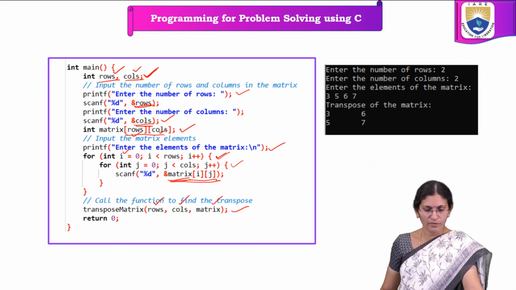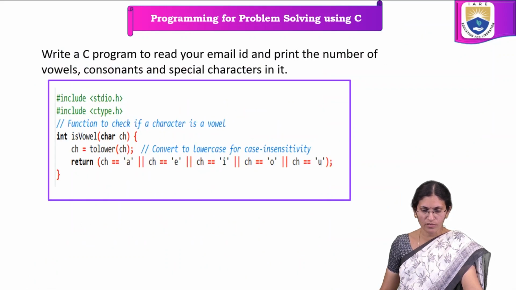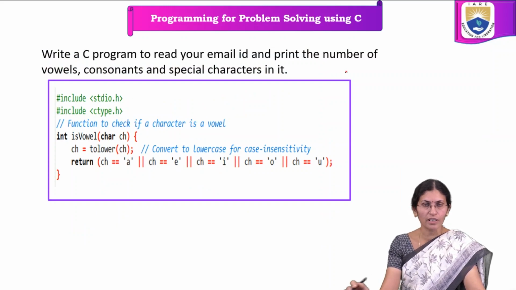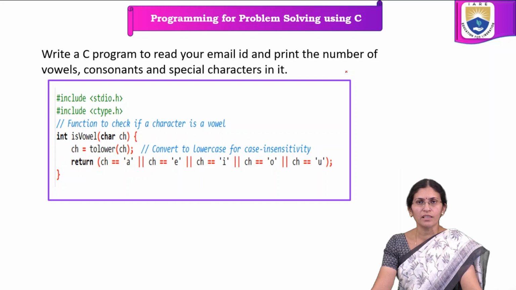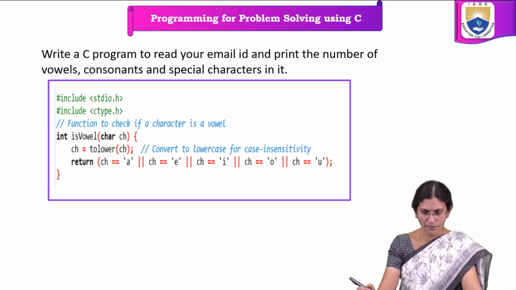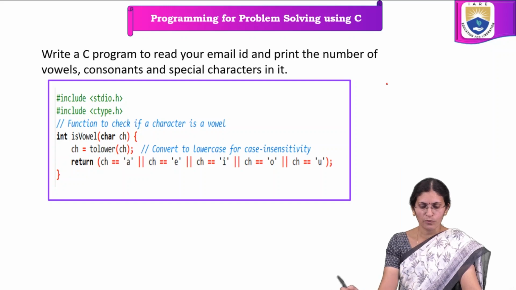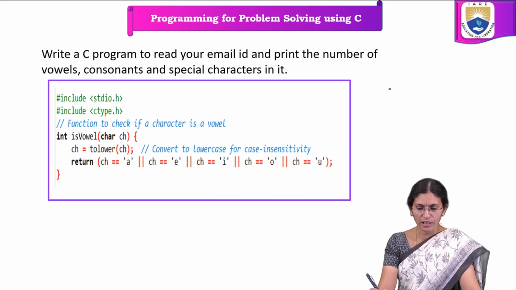In this way, we have written the C program to find the transpose of a matrix by using a two-dimensional array. The next program is to read an email ID and print the number of vowels, consonants and special characters in it. This is a very simple program. The user is required to enter an email ID. Suppose we enter the email ID as something like IARE at the rate.